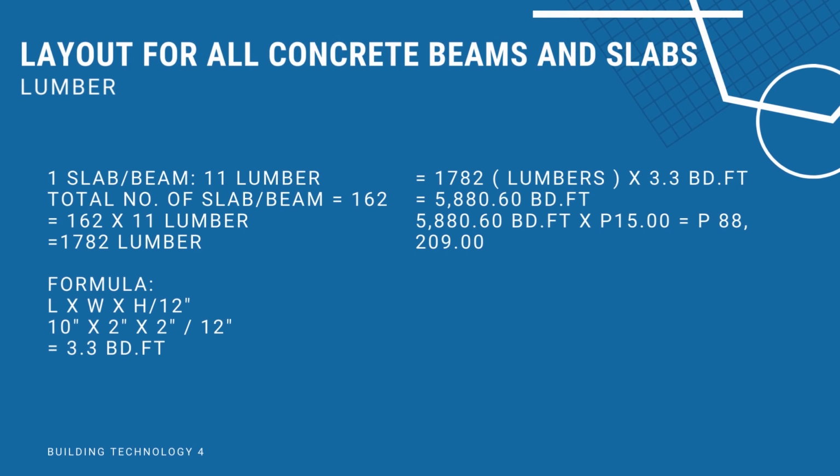And the formula to get the board feet is length times width times height divided by 12 inches. So 10 feet by 2 inches by 2 inches is divided by 12 inches. So we have 3.3 board feet. So the number of lumber is multiplied by the board feet. We have 1,782 lumber times 3.3 board feet, which is 5,880.6 board feet. To get the total cost of the lumber, we multiply 5,880.60 board feet times 15 pesos, the cost of each lumber, and the total cost is 88,209 pesos.